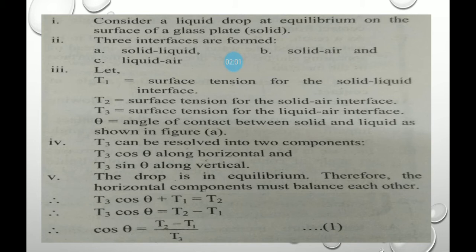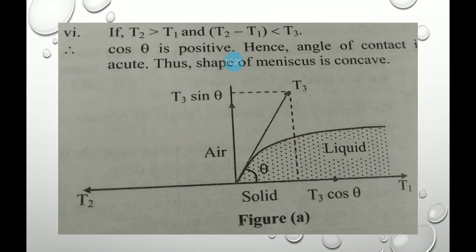So for that purpose we have considered T1 equals the surface tension for the solid-liquid interface, T2 equals the surface tension for the solid-air interface, and T3 equals the surface tension for the liquid-air interface. And theta is the angle of contact between solid and liquid, as shown in figure A. T3 can be resolved into two components: T3 cos theta along the horizontal and T3 sin theta along the vertical.